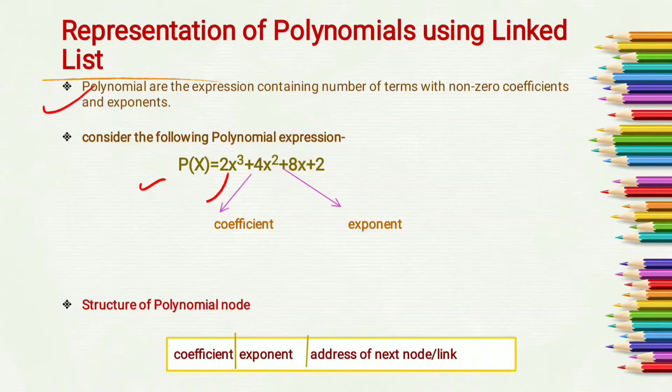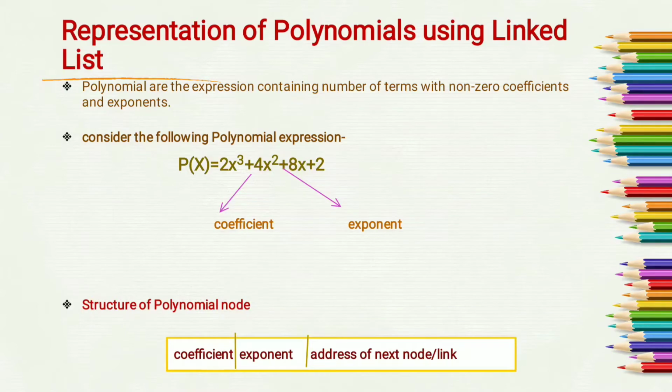In this term, the 2 is the coefficient of the term and 3 is the exponent. Similarly, in this term 4 is the coefficient and 2 is the exponent, 8 is coefficient and x to the power 1, x without power, that means its power is 1, so its exponent is 1. 2 is the coefficient and we can assume that this is 2x to the power 0, because we know that x to the power 0 is 1. So here coefficient is 2 and exponent is 0.